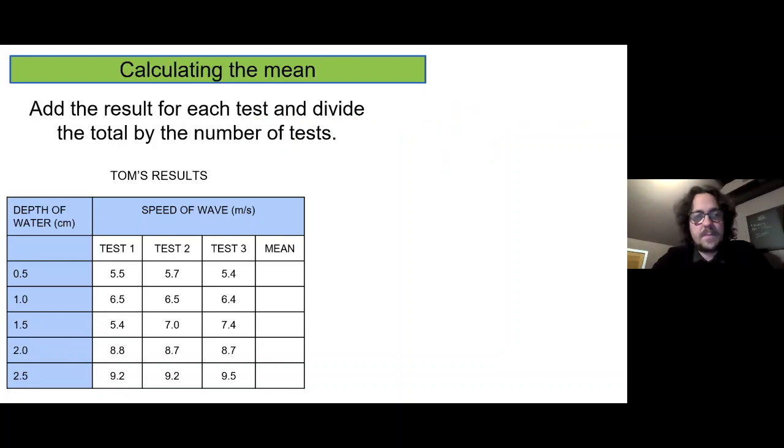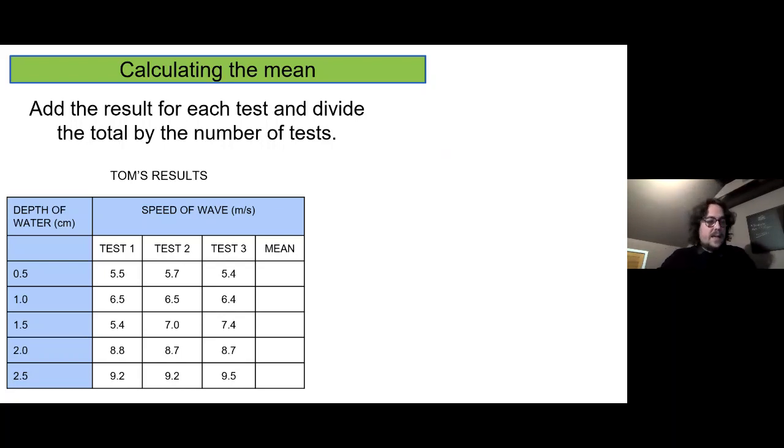Calculating the mean. Now, calculating the mean, you will have done in mathematics before, and I'm sure you will have done it in science as well. The reason why we test something multiple times in science is so that we can reduce the effect of random errors. If we take multiple measurements of the same thing, then we can become more and more confident of that accuracy if we then take those results and calculate an average or a mean. All right, so you already know, I'm sure, how to calculate a mean.